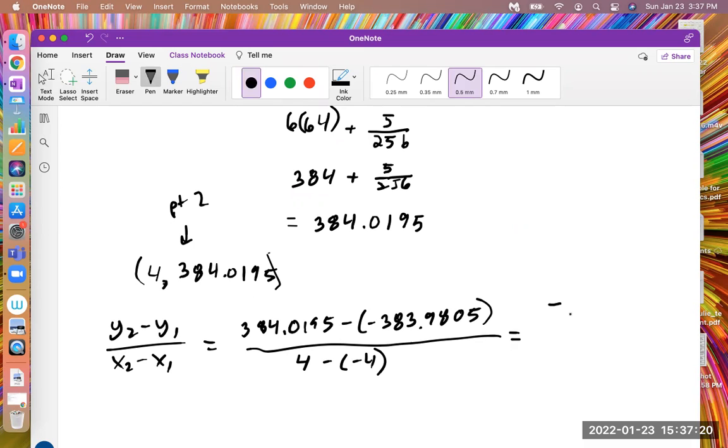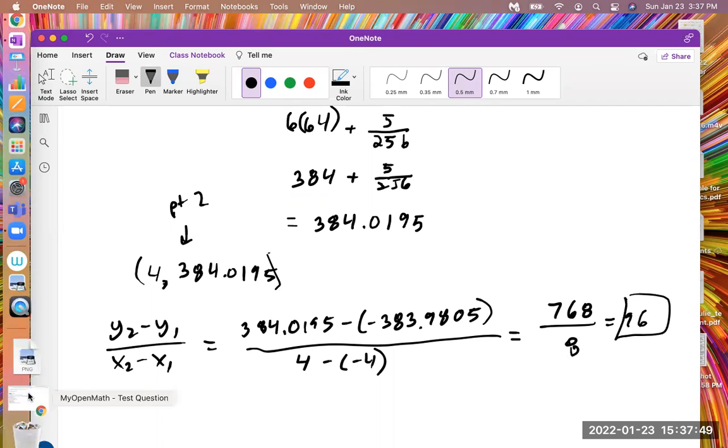768, all over 4 plus 4, which is 8. Let's see if it divides by 8. Oh wait, which it does, it's 96. So our slope, our rate of change, is 96.